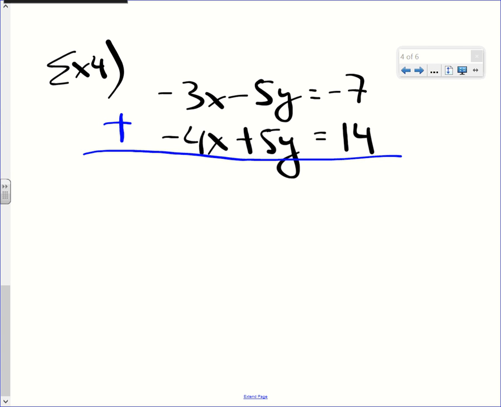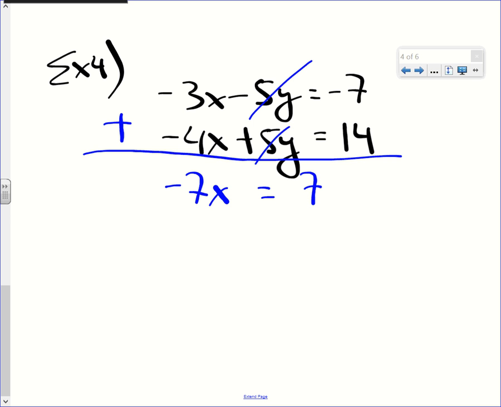Here we go. Let's see, negative 3x plus a negative 4x is negative 7x. Negative 5y plus 5y is 0. Negative 7 plus 14 is positive 7.